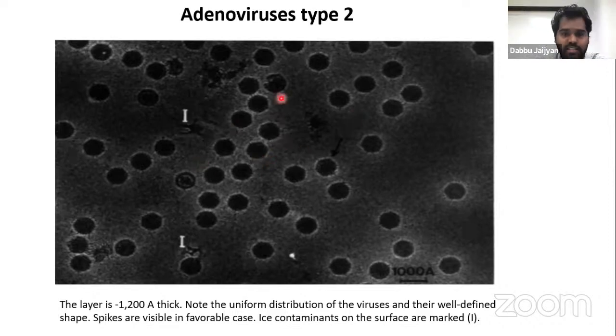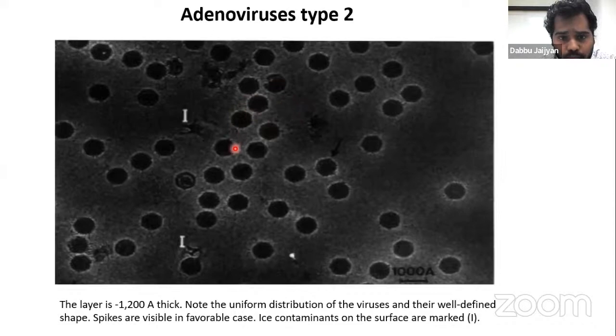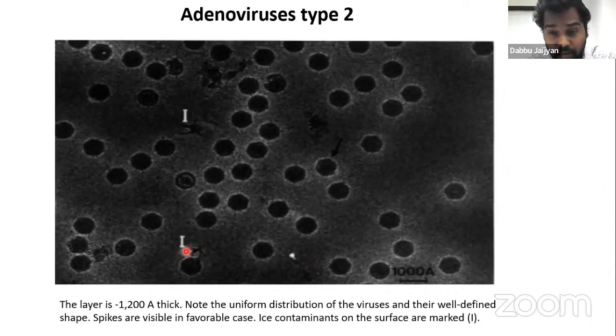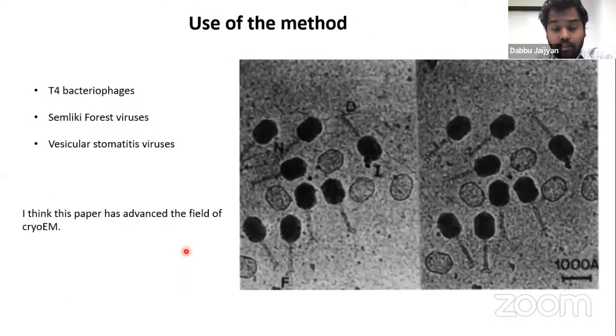Here you can see these are well scattered and dispersed adenovirus 2 virus particles. You can also see the spike proteins present on the surface of this virus, and you can also see some thick regions of ice, which are difficult to image. This clearly suggests that the method that was developed is feasible and can be applied to image biological samples. Thereafter, the authors also applied this method to T4 bacteriophages.